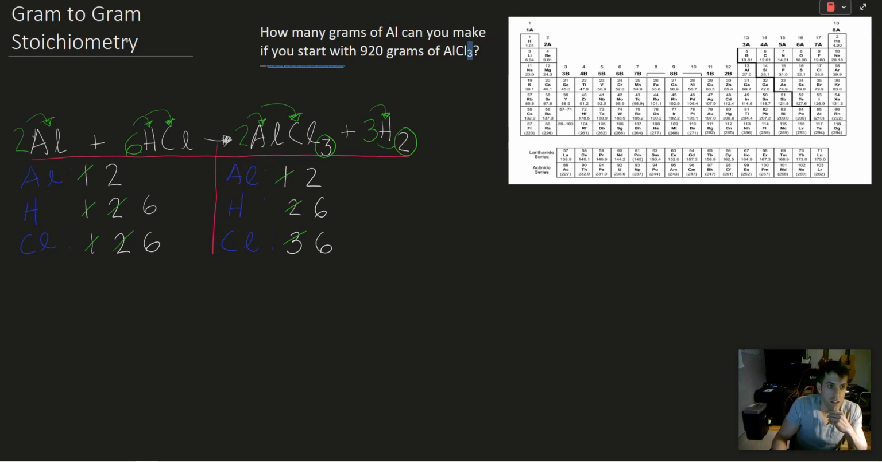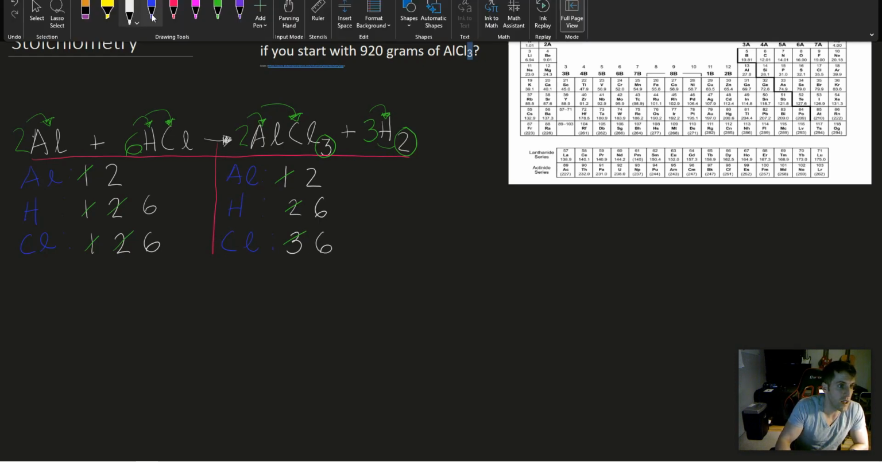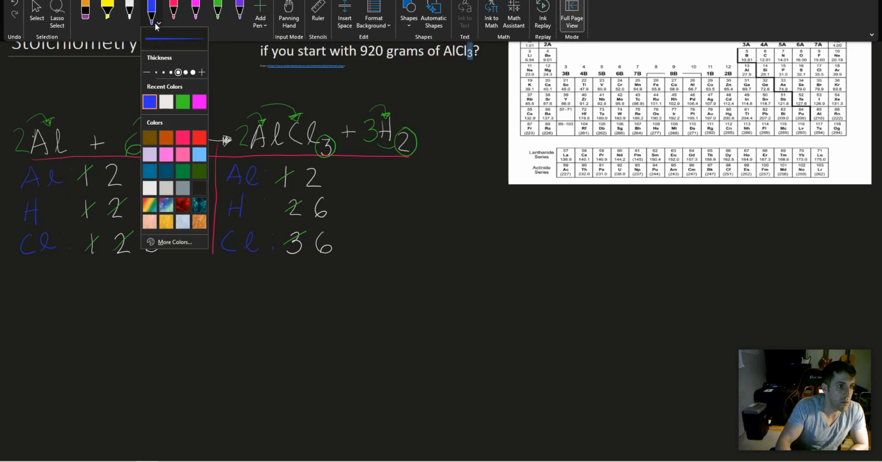Now that we have a balanced equation, we can be happy about that. We don't need to find any lesser numbers here because we are good to go. When we look at our problem, we need to do some stoichiometry, and I am going to go ahead and draw a little box here, and perhaps we can make this box a bit bigger.